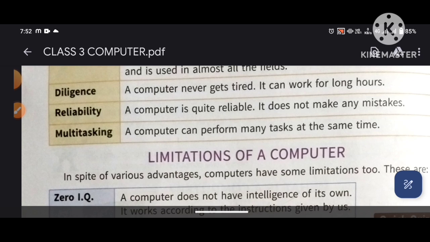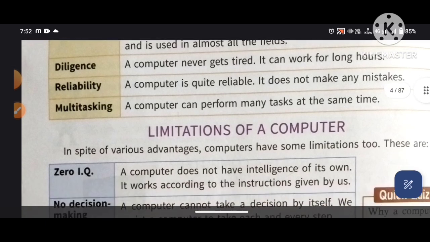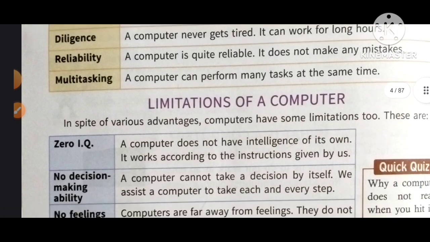And at the same time we can play music, do our work, write our letters, draw our pictures, and listen to music as well. Both works we can do at the same time, so it is multitasking. So now we can talk about some limitations of a computer.